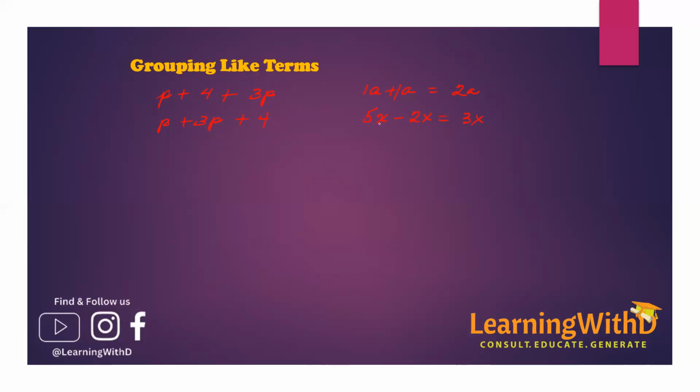Similarly here, this is 5x minus 2x. Because they're both x's, I'm going to get something x. So I just subtract 5 minus 2. Okay? So that's how we perform computations on like terms. Like terms refer to the fact that this is a p term and this is a p term. So those are like terms.